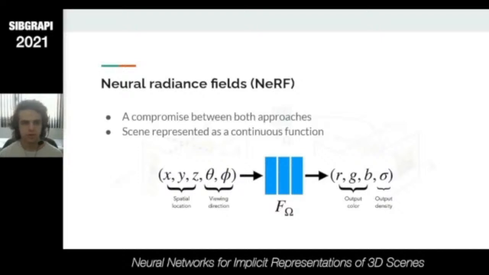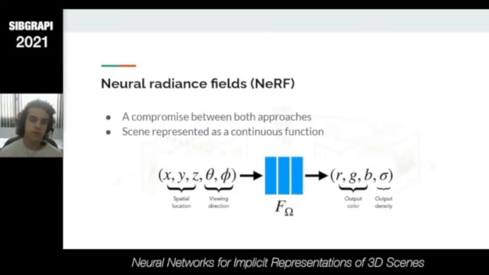So you have this function that takes as input a position in space and a direction, and it outputs a color and a density. So you can have, for example, different color for different viewing directions, which allows you to encode specular effects, unlike voxel-based representations. And we, of course, model this function using a neural network.